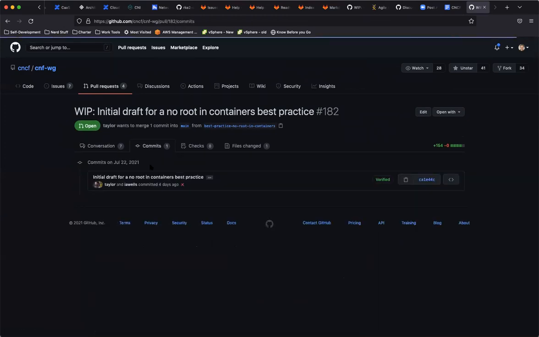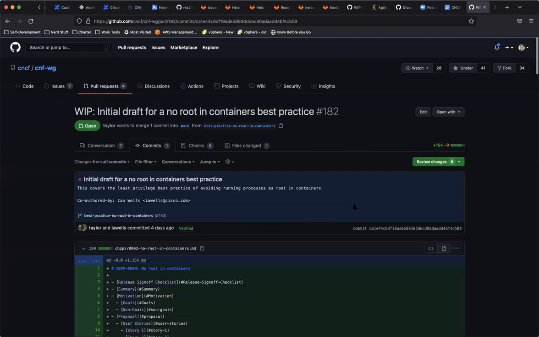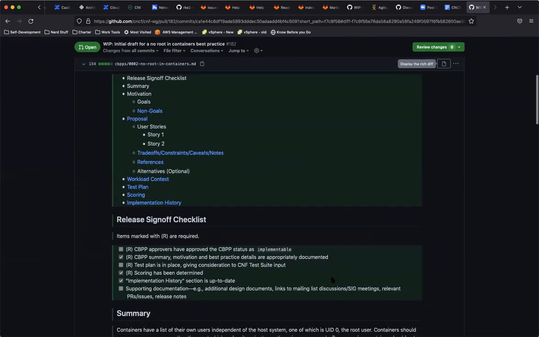Yeah, so just to start, this is related to the least privilege discussions that we've been having. There could be several best practices that could come out of the least privilege principle, and it seemed like no root in containers would be one that should be pretty reasonable to have agreement on. And we can work on others, of course, but this would be a first.